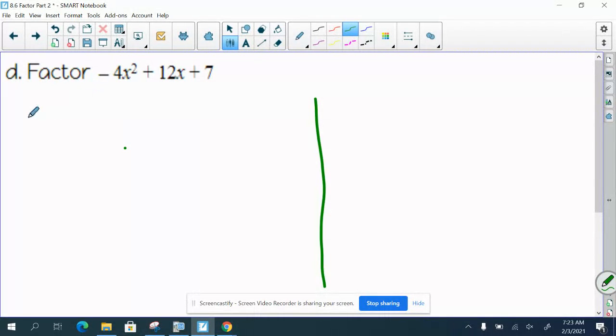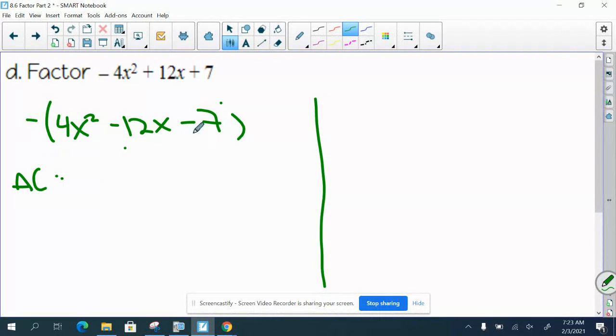So I pull out the negative sign and I flip the other signs. The only thing to beware is to make sure that you don't drop the negative sign in your final answer, because that's what a lot of people do. All right, so AC would be 4 times negative 7, so negative 28. Factors of 28 that add to 12. Let's see, 2 and 14, that would work. And I want the 14 to be negative and the 2 to be positive to give me negative 12.